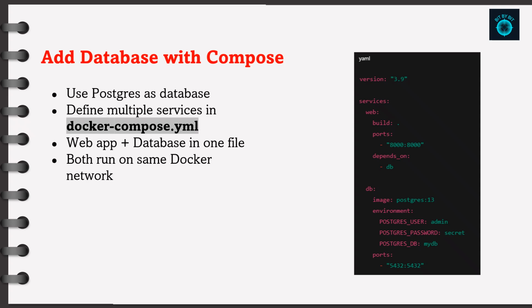It is also important to mention that for the port mapping, the first number is the port on your local machine, and the second number is the port inside the container. So 8000:8000 means traffic from port 8000 on your computer is forwarded to port 8000 inside the FastAPI container.